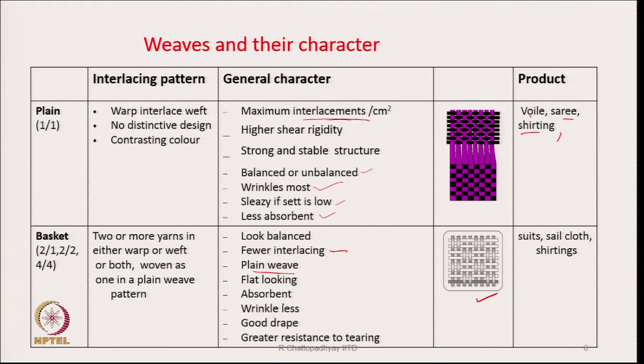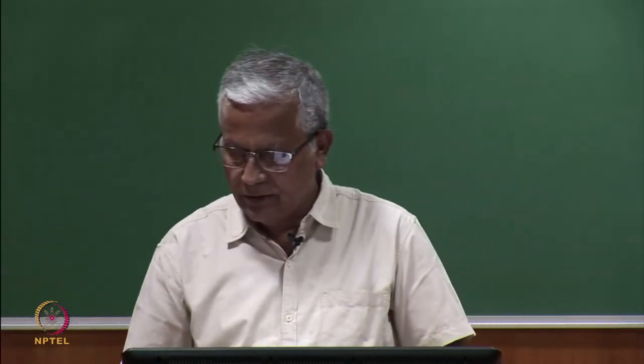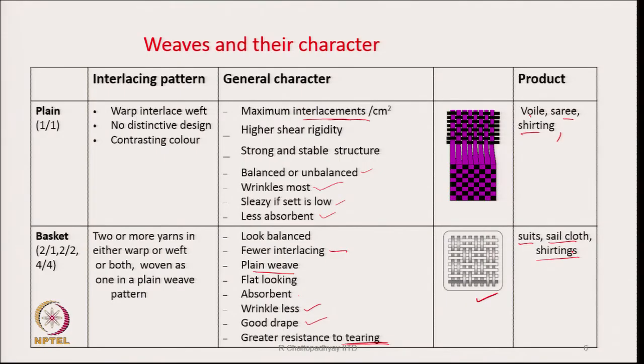It looks flat, it is more absorbent, it wrinkles less, it has good drapability, and it has a greater resistance to tearing. Sometimes we may need a fabric which will give us better tearing resistance, and in that case a basket weave is better than a plain weave. So, these are used in suits, sailcloths, shirtings. These are the typical applications, and there may be many more.